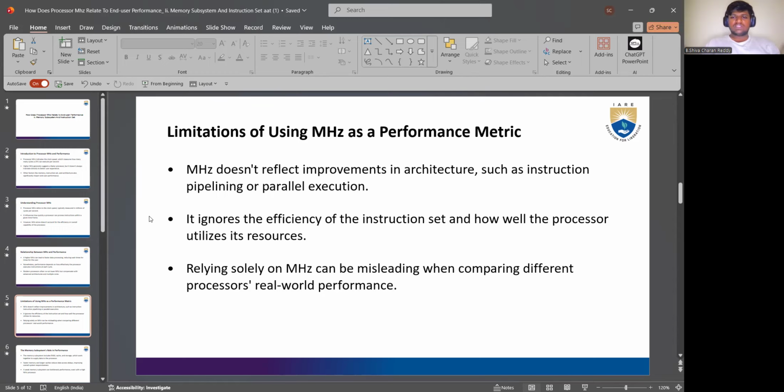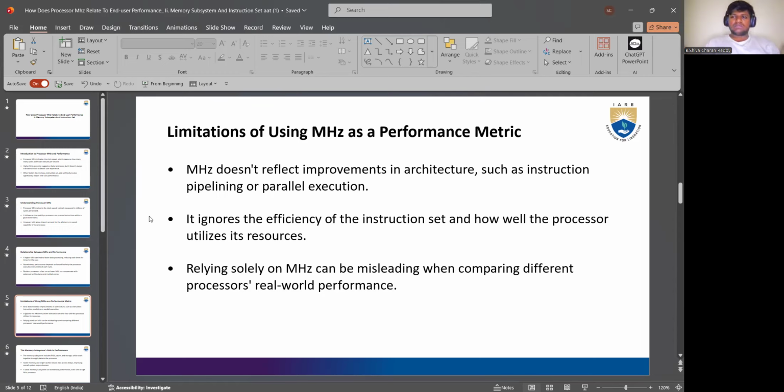Megahertz doesn't reflect improvements in architecture, such as instruction pipelining or parallel execution. It ignores the efficiency of the instruction set and how well the processor utilizes its resources. Relying solely on megahertz can be misleading when comparing different processors and real world performance. So megahertz is not related to improvements in architecture, instruction pipelining, or parallel execution.